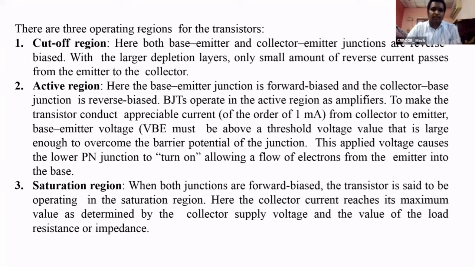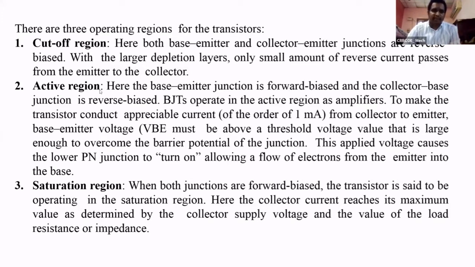So here the base-emitter and collector-base junctions are both reverse biased. If you connect like that, the region is called the cutoff region. In the cutoff region, the transistor is in the off position, meaning no flow of electrons or holes through the junctions.